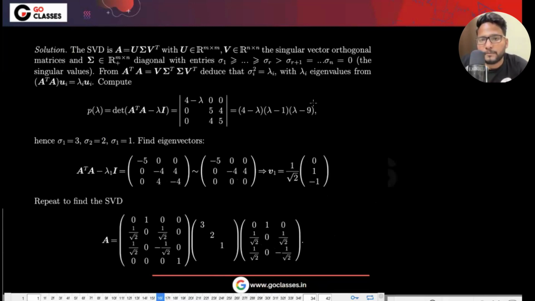See, the eigenvalues here are 9, 1, and 4. So square root of them is 3, 2, and 1. And it is always a good practice to write those eigenvalues in decreasing order. Whatever is the highest one, write it first, then lower, then lower. And the corresponding eigenvectors will be here, right?